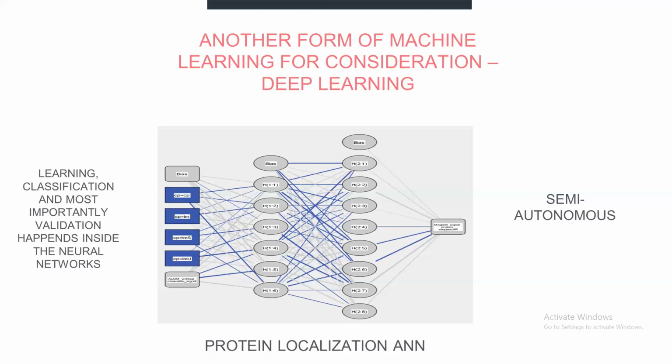So before I go to the next slide, I will just repeat this important feature of the neural networks, that learning, classification, and most importantly, validation, and a lot of other things are actually happening inside the neural network. We don't have to set those things on our own, and the classification is being created on its own, predictive model, unsupervised part of the learning, and that's why we call it semi-autonomous. That's why it's very powerful, because it can do a lot of these things inside the neural network.